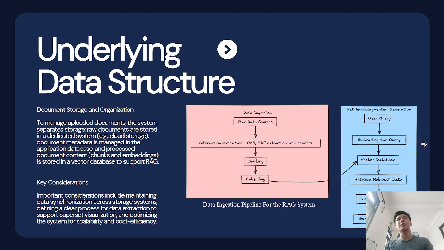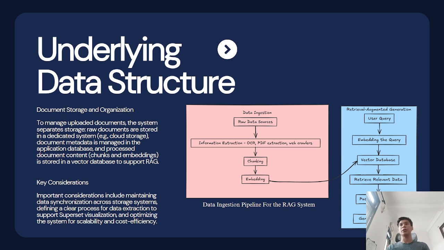About the underlying data structure, in the image you can see this is a data ingestion pipeline for the RAG system. So everything starts from the raw data sources from the client. We have some tools like OCR, PDF extraction, or web crawlers to pre-process the raw data. After being processed, it will be chunked, then embedded and put into a vector database.